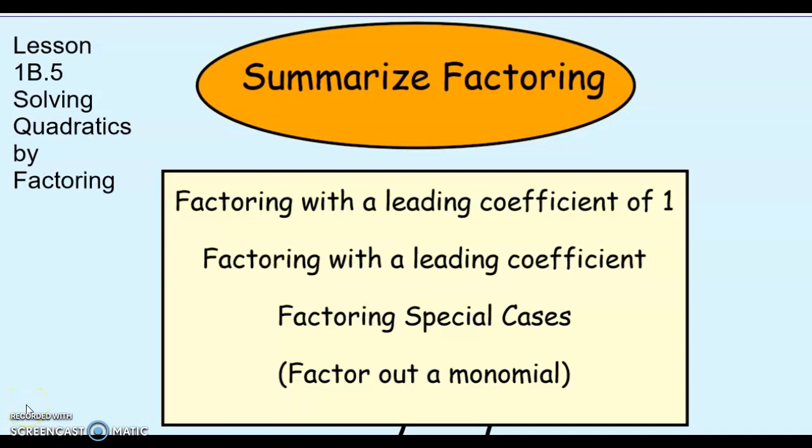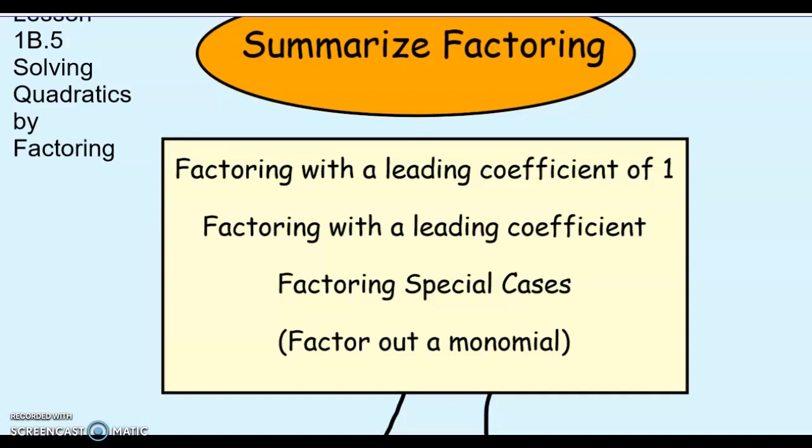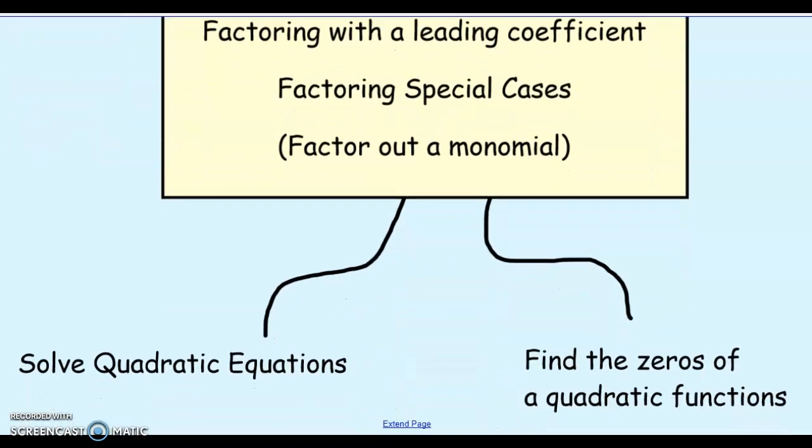Welcome to lesson 1B.5, solving quadratics by factoring. Let's start by summarizing the factoring that we've done so far. We factored with a leading coefficient of 1, and then you practiced factoring with a leading coefficient that was not 1. We did that by grouping. We factored special cases, and we're going to practice factoring out a monomial right now. What that's going to lead us to is using factoring to solve a quadratic equation. And it's also going to allow us to find the zeros of a quadratic function. Okay, so let's get started.